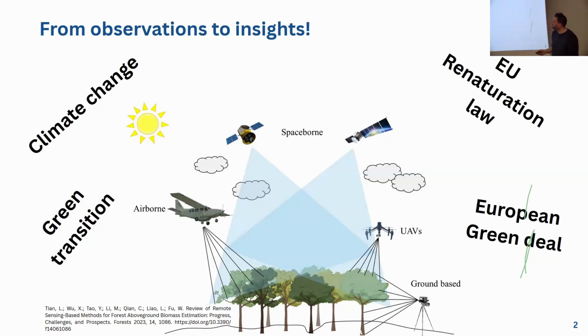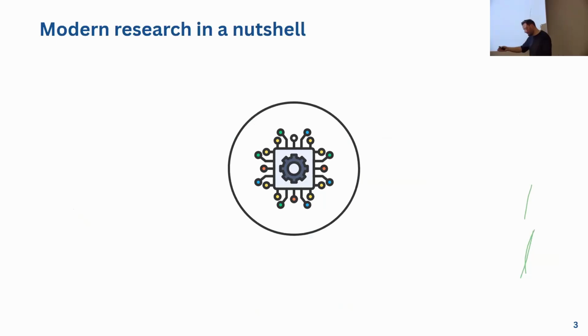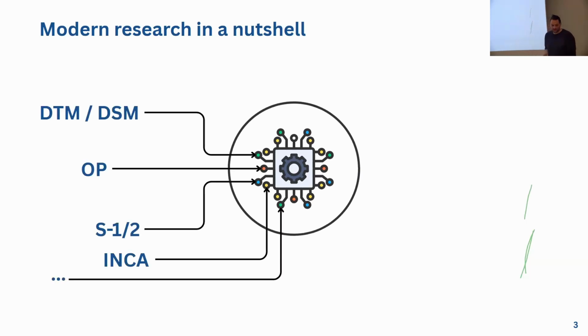But if we want to come from observations to insights, we need something in between. If we want to put modern research in a nutshell, one could say that it basically revolves around models. In the center of a lot of research, there are models. This can be deterministic models, but more prominently, of course, machine learning models, probabilistic models, deep learning models.